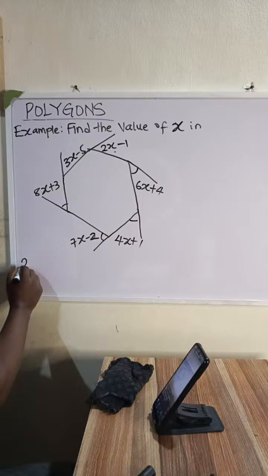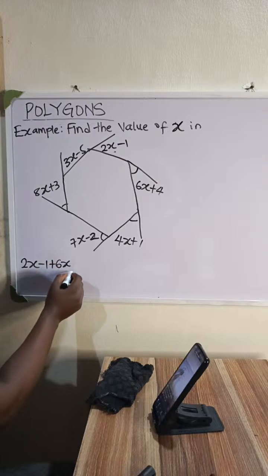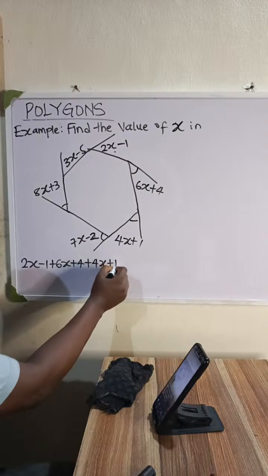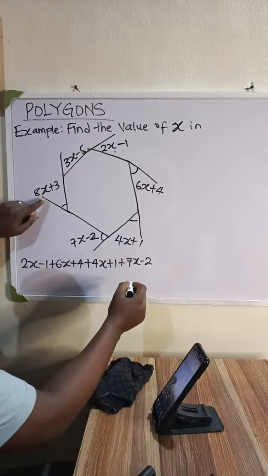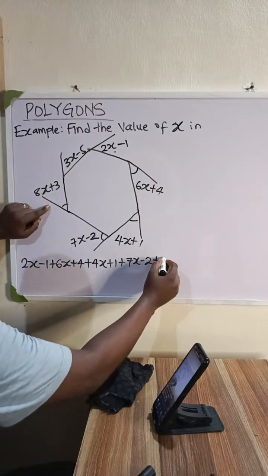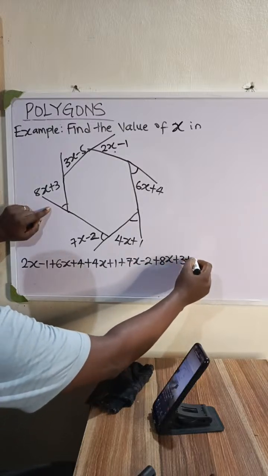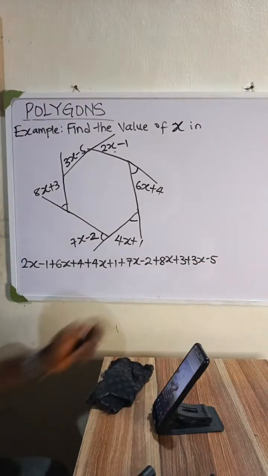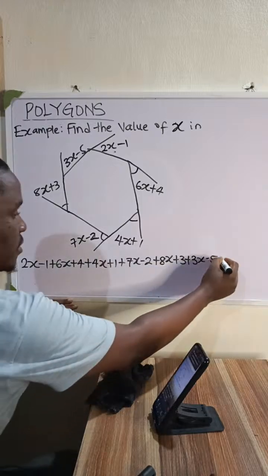So we have 2x minus 1 plus 6x plus 4 plus 4x plus 1 plus 7x minus 2 plus 8x plus 3 plus 3x minus 5. Okay, so it's equal to 360 degrees.